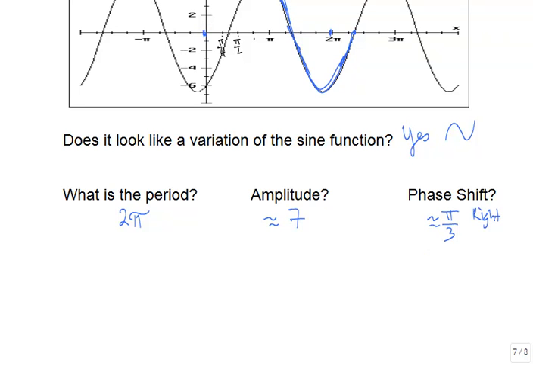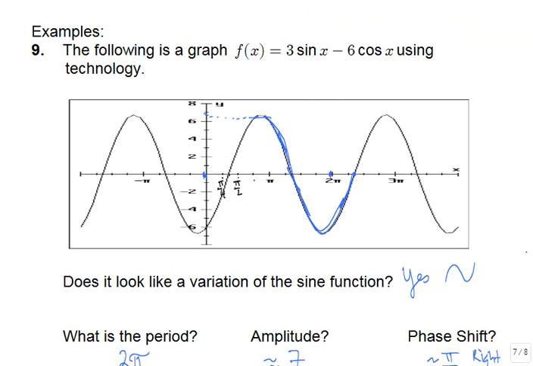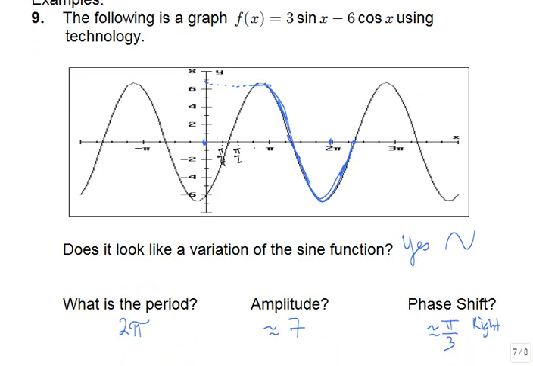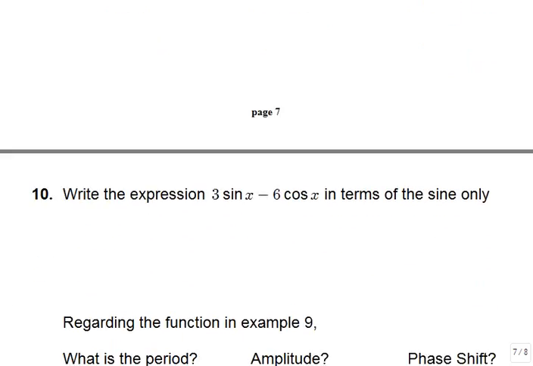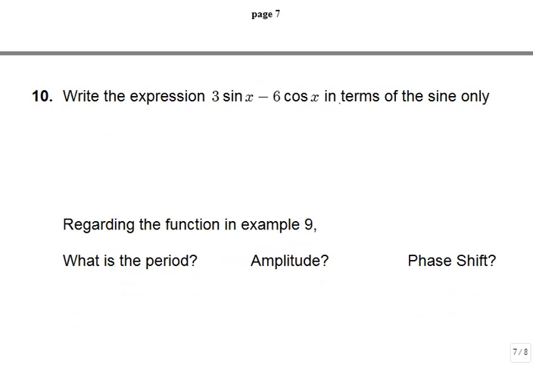So what we're going to do now is, these are our guesses for what this equation might look like. We would guess that it's going to be a sine curve with an amplitude of 7 and a phase shift to the right by pi over 3 with a normal period of 2 pi. And what we're going to do next is rewrite this function that we had the graph of in terms of the sine only, using that formula that we mentioned before.